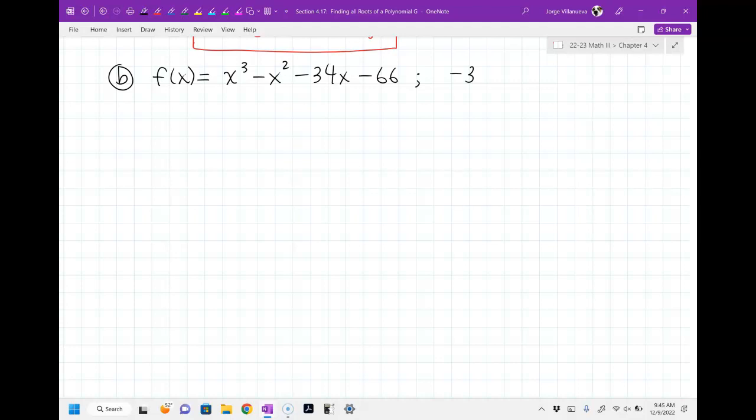So I'm going to do synthetic division again, right? So let me put this here. It's going to be a negative 3. Remember, use the number that's given. Don't change its sign. And write your coefficients. So 1, negative 2, negative 34, negative 66. You're going to add and multiply. Remember, you're dropping the 1, okay? Dropping that 1.